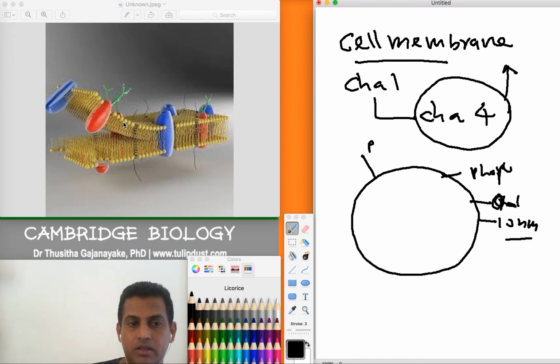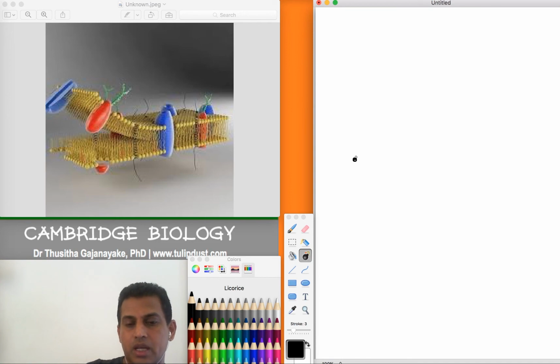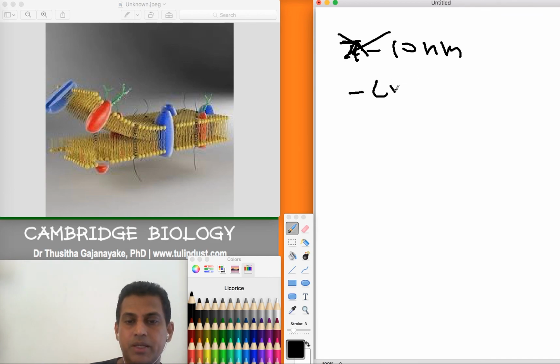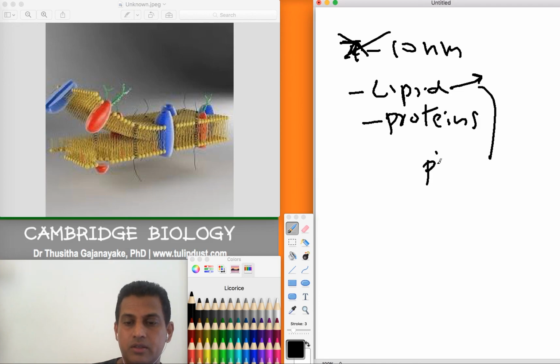So in chapter 1, if you know only the few things which I am going to summarize now, it's enough. The size of the cell membrane is 10 nanometers. It is made up of lipid and proteins. The lipids are called phospholipids. It makes the boundary of the cell.